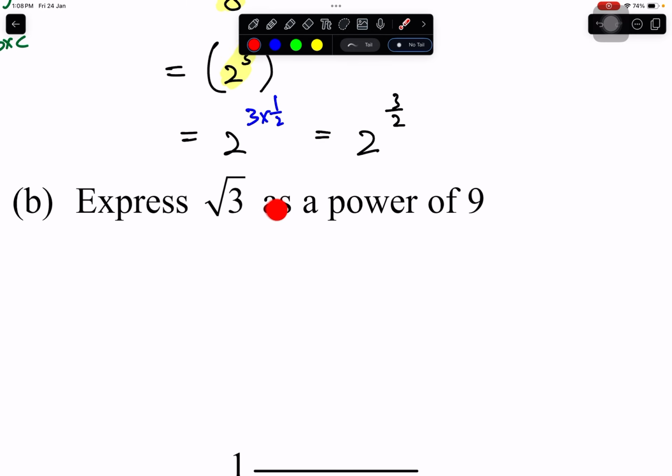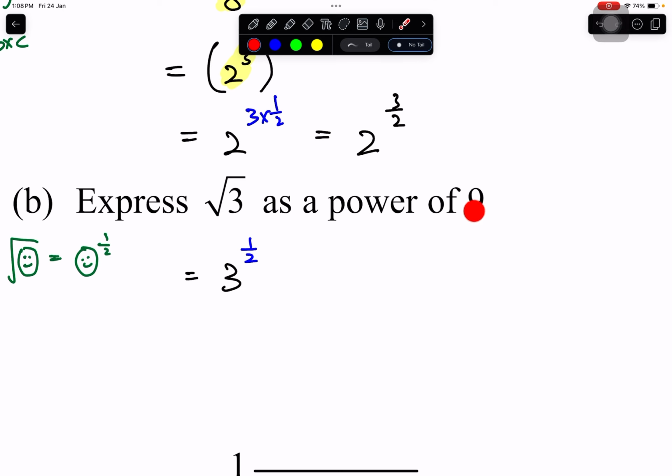Express root 3 as a power of 9. Oh, this is a tricky one. Because we know that the square root of 3 is 3 to the power of 1 over 2, right? Because we know that the square root of something is something to the power of 1 over 2. But the thing is, we have to express the 3 in terms of the 9 as well, right?